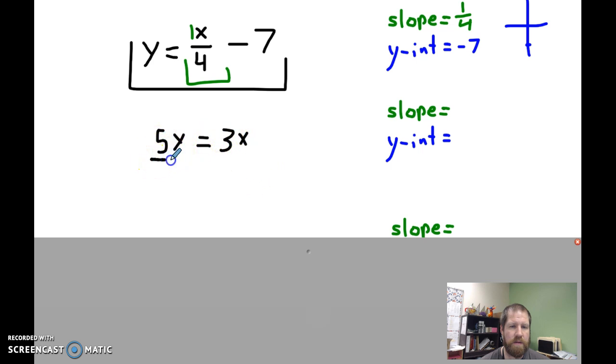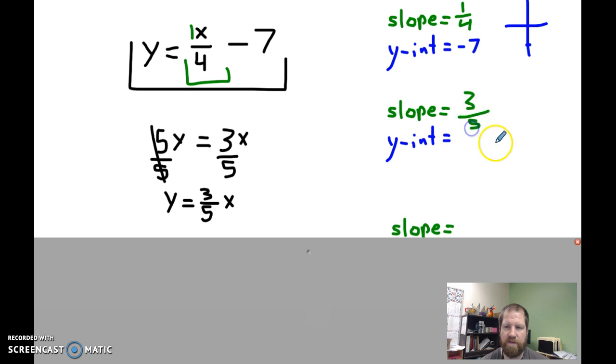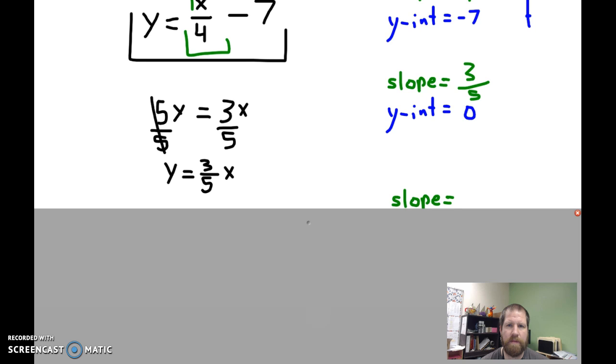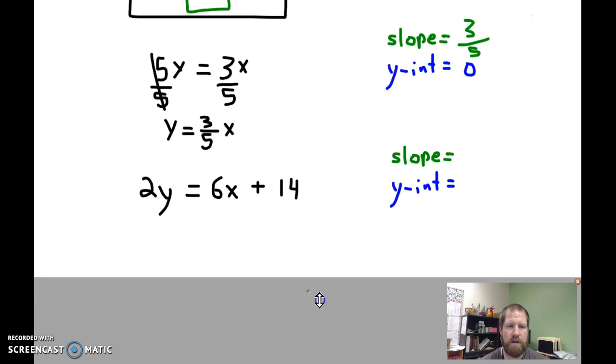So in this case, I'm just going to be dividing by 5, dividing by 5. That'll cancel. And I'll be left with y equals 3/5 x. And since there's nothing here, my slope is still this 3/5, and my y-intercept, because there's nothing there, is 0. Okay, meaning it would cross right here in the middle at 0, 0. Okay. All right. Let's look at another one.